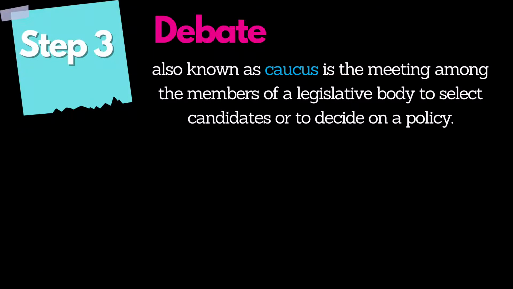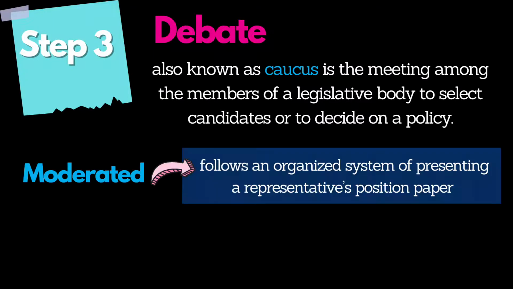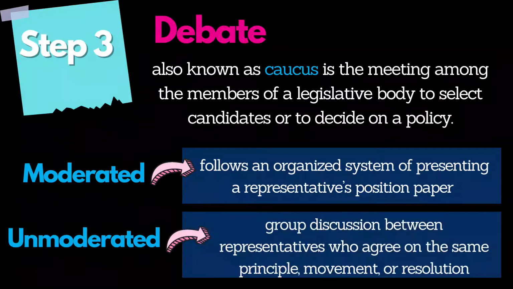It has two types: moderated caucus, which follows an organized system of presenting a representative's position paper, and unmoderated caucus, which is the group discussion between representatives who agree on the same principle, movement, or resolution.